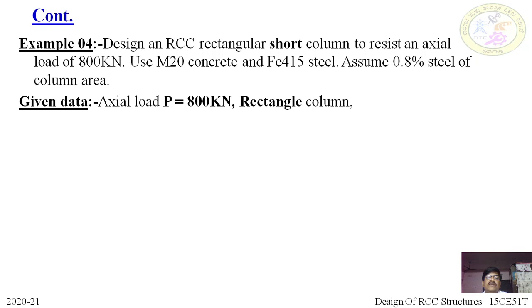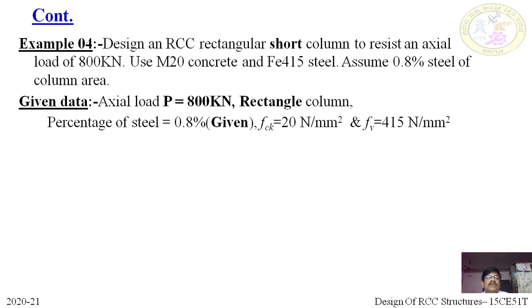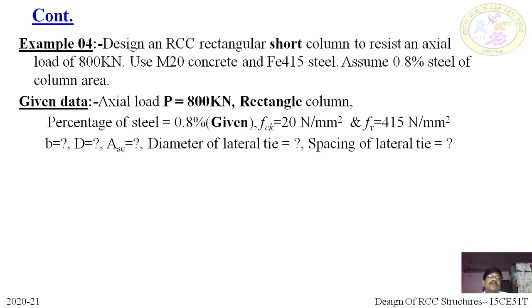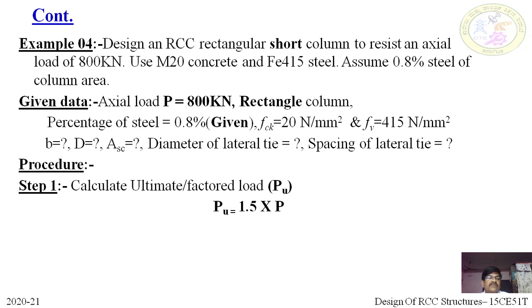The shape of the column is a rectangular column. The percentage of steel is 0.8 given. fck is 20 and fy is 415 Newton per millimeter square. What should we find out? B, D, Asc, the diameter of lateral ties, and the spacing of lateral ties. First calculate Pu, which is equal to 1.5 into P.